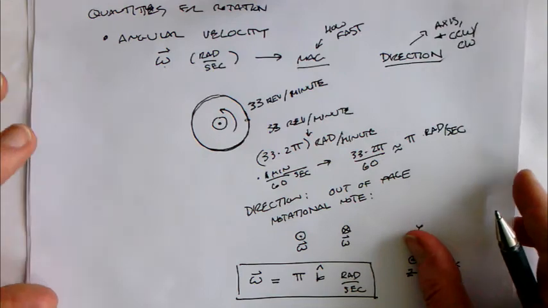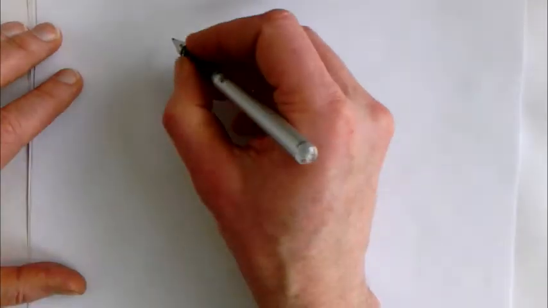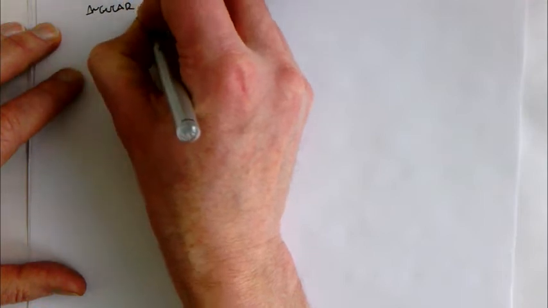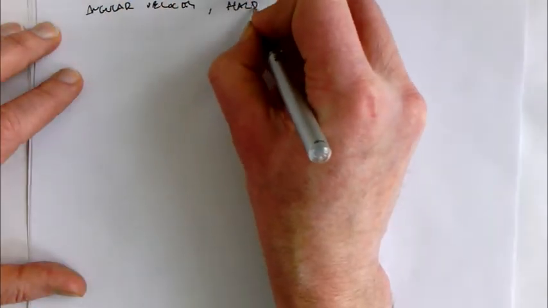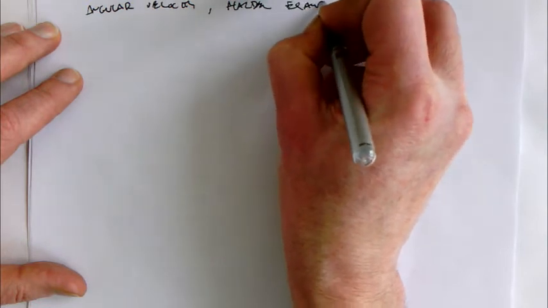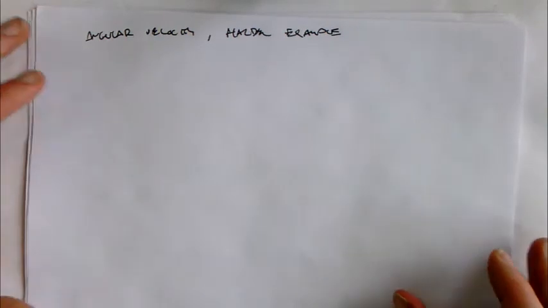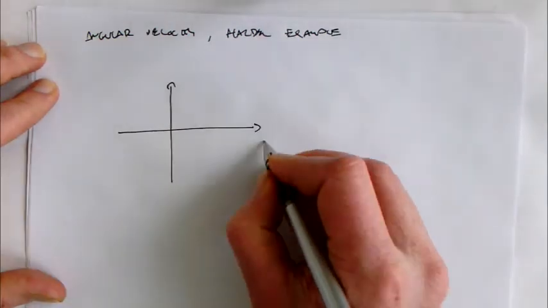But I want to do a second example of angular velocity where it's not quite so clear how to think about that. This is angular velocity example 2. It's a slightly harder example, and it's really useful for thinking about what angular velocity actually means from a quantities perspective. So I'm going to draw a coordinate system. Here's the x direction, here's the y direction.